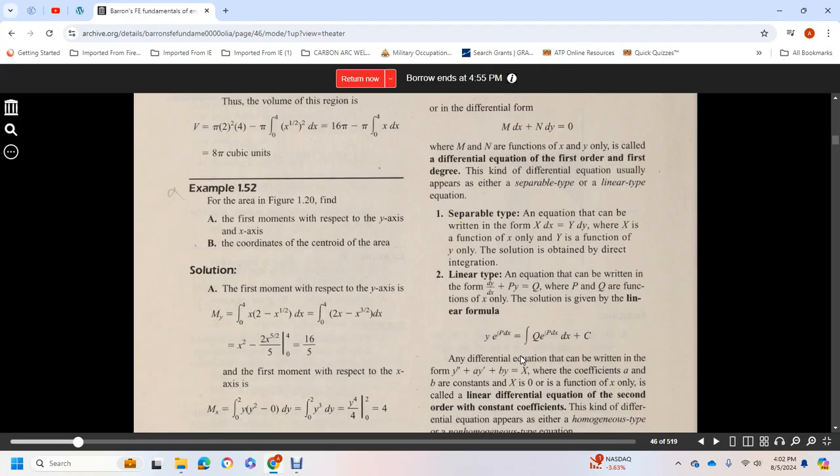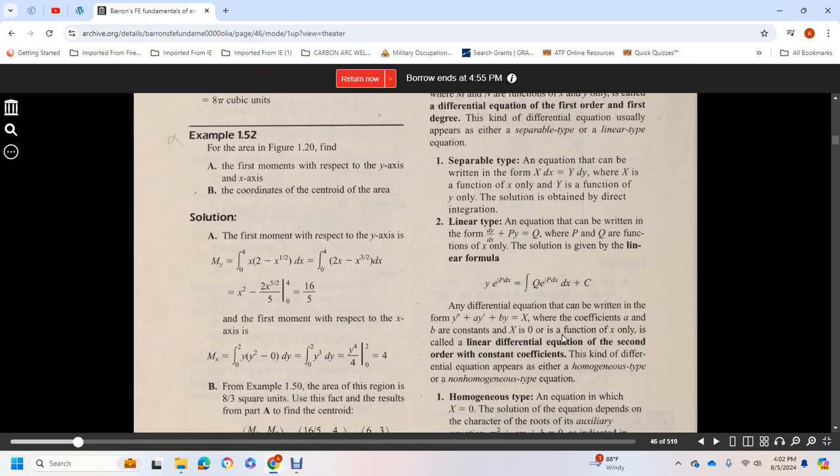Linear type is an equation that can be written in the form dy over dx plus Py is equal to Q, where P and Q are functions of x only. Solutions are given in linear form: y e to the integral of P dx equals the integral of Q e to the integral of P dx times dx plus c.